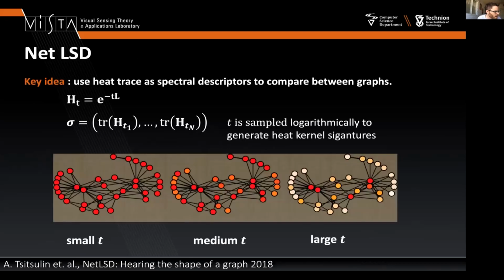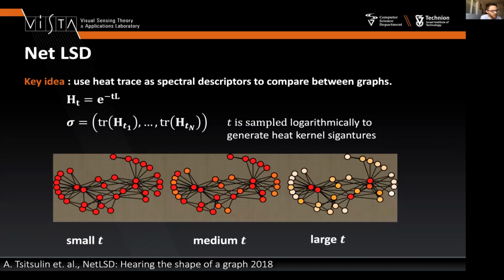So there's a bunch of methods that have been developed in my group and in groups that we work with that utilize this notion of spectral descriptors. We started by doing works on shapes, and later we took these methods and applied them to graphs, and they seemingly work very well also for graphs. So, for example, there's this paper called NetLSD.